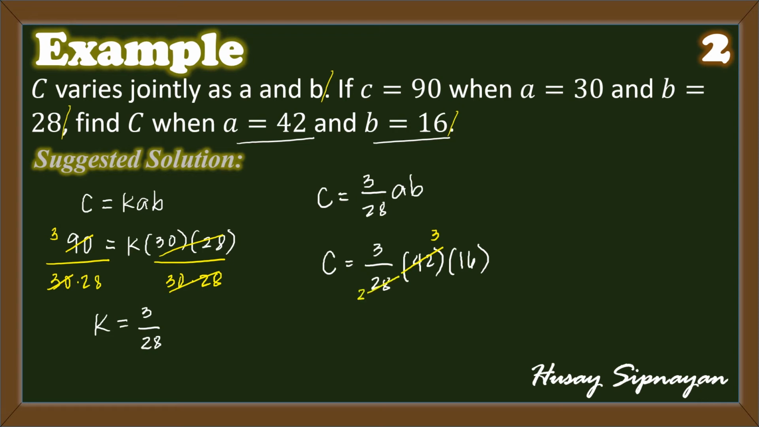Meron pa, ang 16 at 2, maaaring i-divide sa 2. Ang 16 divided by 2 ay 8. Ang 2 naman divided by 2 ay 1. Solve na natin ang value ng c. Meron na lamang tayong naiwang 3 times 3 times 8 over 1. At ito ay 3 times 3, 9 times 8, 72.